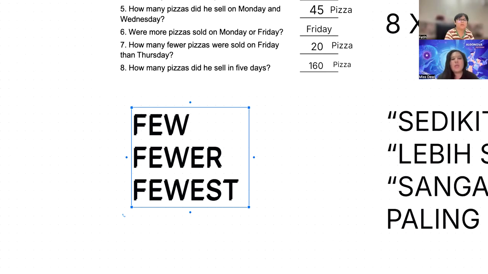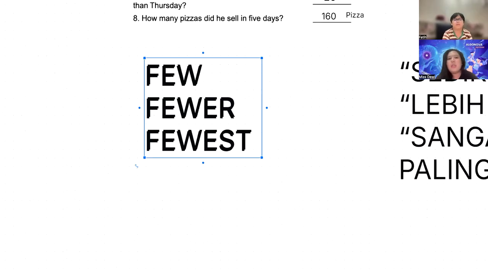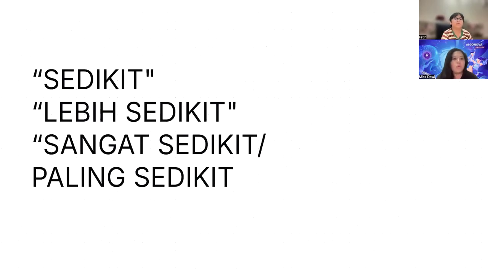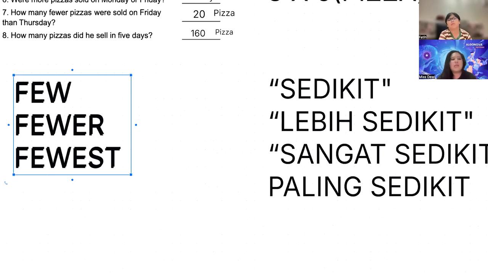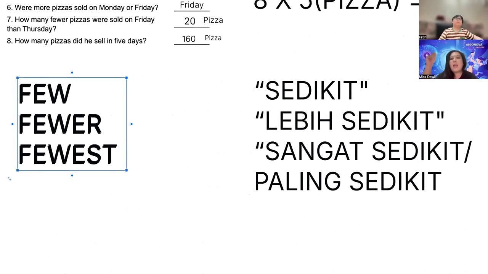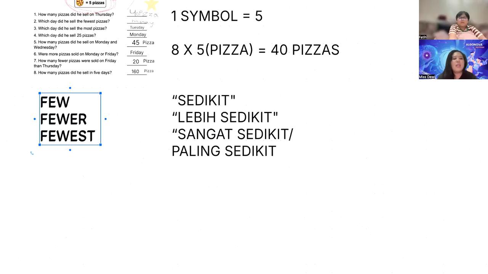Okay, so here is the order. Few only represents sedikit, so you don't have any comparison. Fewer, you compare with something else. For example, it's fewer than that. You want to say these grapes are fewer than my sister's grapes, for example. But you don't say fewest.